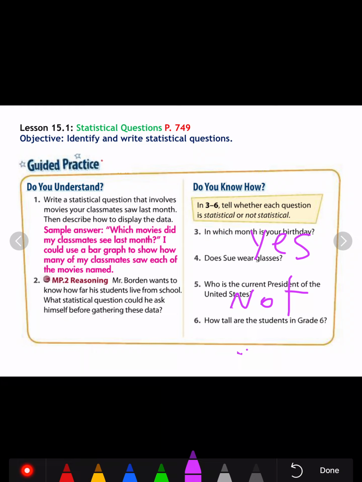In number 6, how tall are the students in grade 6? So we have a lot of students. We have a variety of answers for this question. So it is a statistical question because the students have different heights. So they will have a variety of answers.